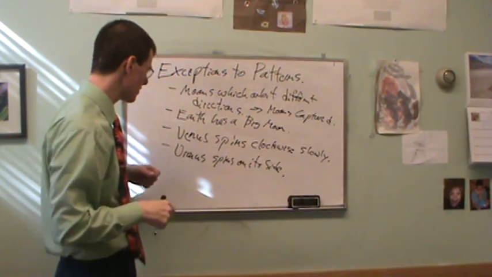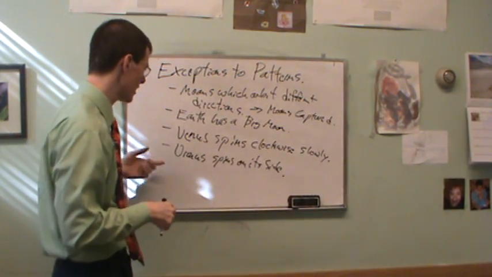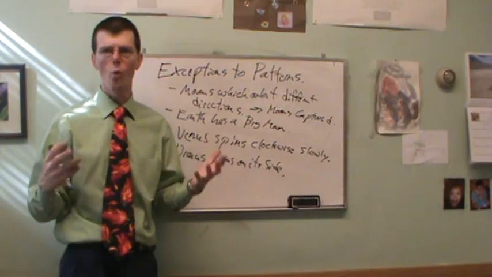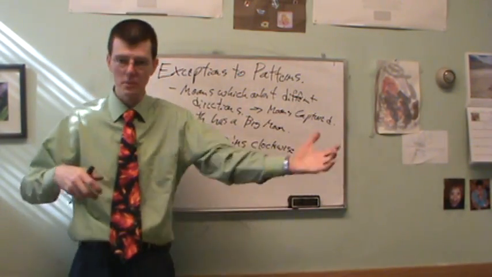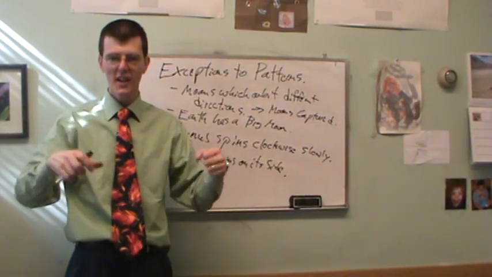But the Earth has a big moon. Venus spins clockwise slowly. Uranus spins on its side. What explains that? Well, again, let's go back to the nebular theory of the formation of the solar system. You've got a great big spinning cloud of gas and dust.